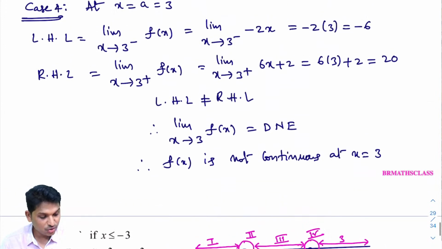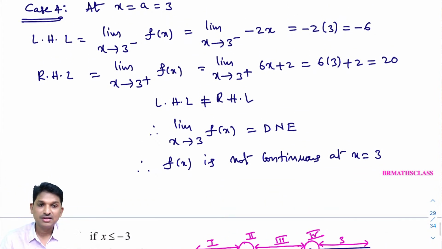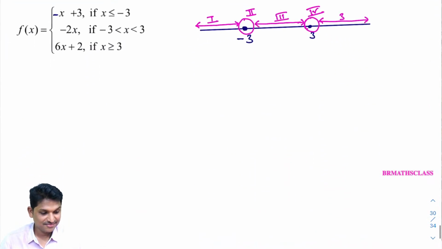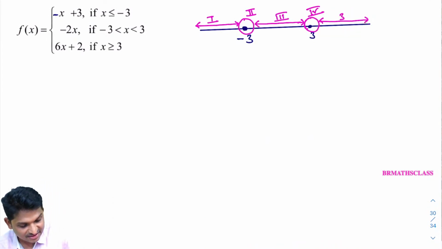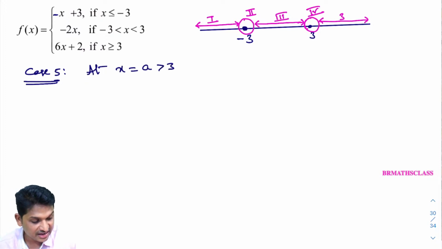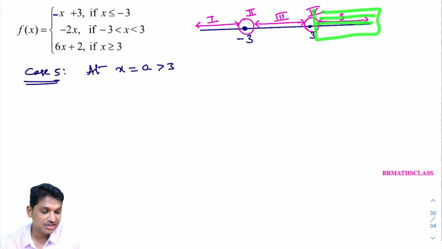Okay, you understand case 4? Yes. That's good. Now I need to check the continuity in this zone. This is case 5. What is case 5? At x equal to a, where a value is greater than 3. I am checking the continuity of this function in this zone. Is there any point of discontinuity or not? I am checking.